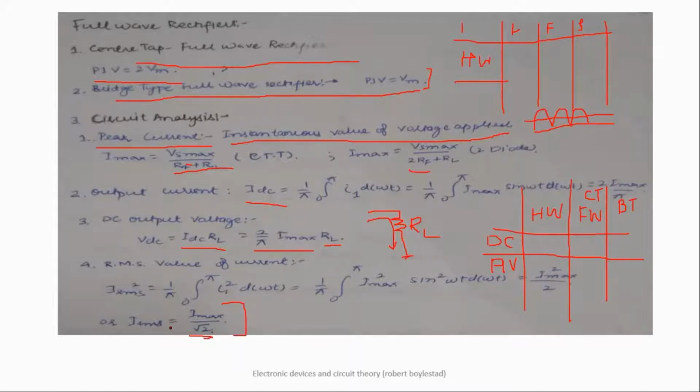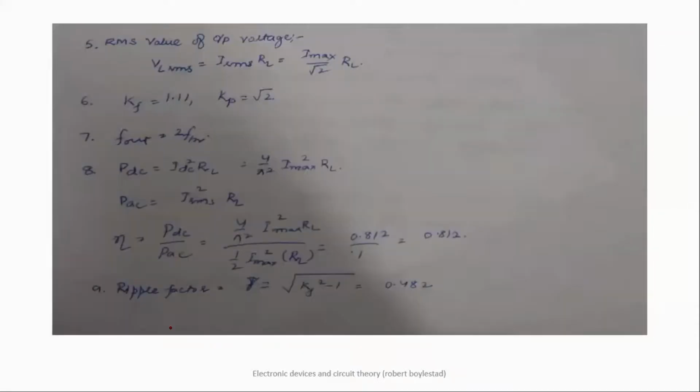So this is your RMS value. Normally when we talk about alternating currents, we talk about RMS values. We don't talk about average values. So this is the fourth value which we are talking about. Then RMS value of the output voltage. So this is again your current into resistance. So current is this value, and this is load resistance.